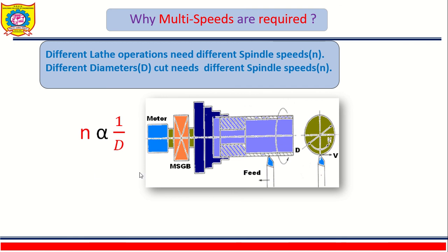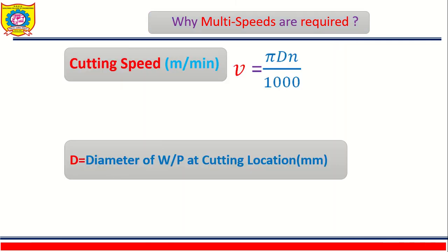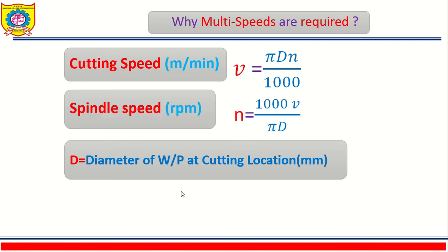We also know that the speed is inversely proportional to diameter. When the diameter d reduces, we have to increase the speed, and various operations require specific cutting speeds. The cutting speed formula is V equals pi d n upon 1000, where d is the diameter of the workpiece and n is the spindle speed. So there are two parameters: one is the cutting speed, and the second is the spindle speed.